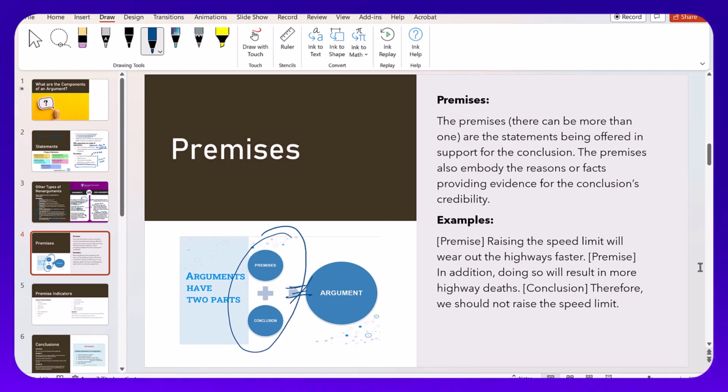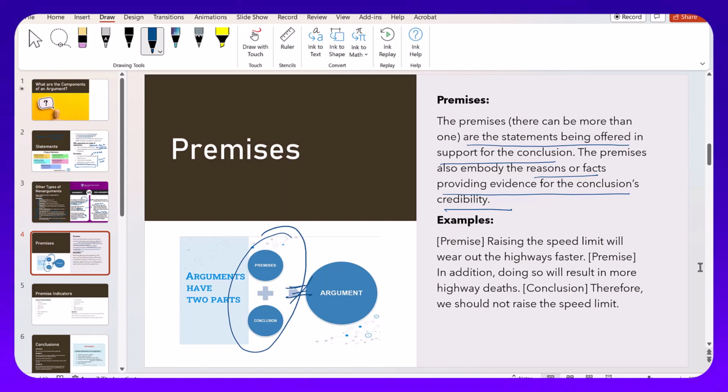Premises, and there can be more than one, right? So you can have one premise or you can have multiple. They are statements being offered in support of the conclusion, right? The premise also embodies the reasons or facts providing evidence for the conclusion's credibility. It tells us why we should agree with or believe the conclusion, essentially.